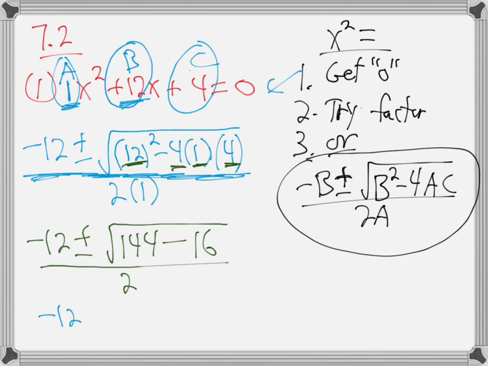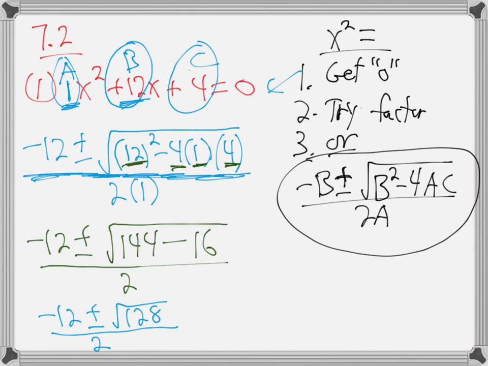Keep going. Minus 12 plus or minus the square root of 144 minus 16, which is 128. Are we good to there? We've got a little more work to do still.